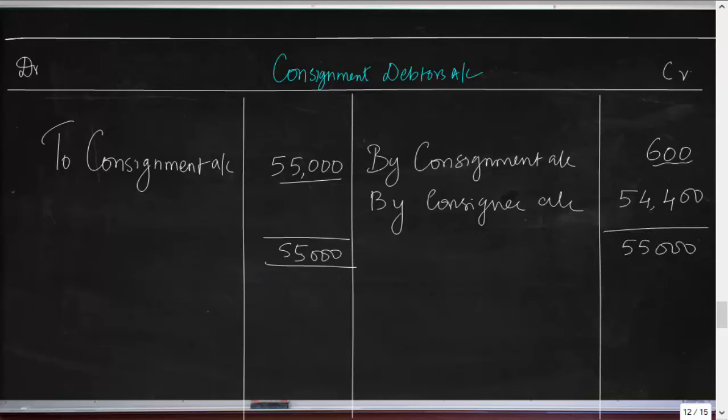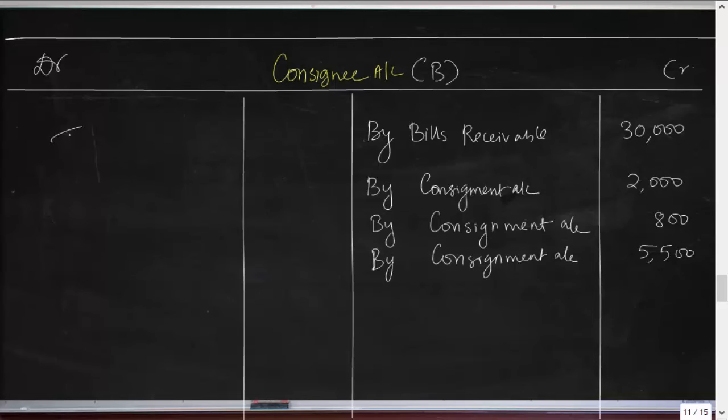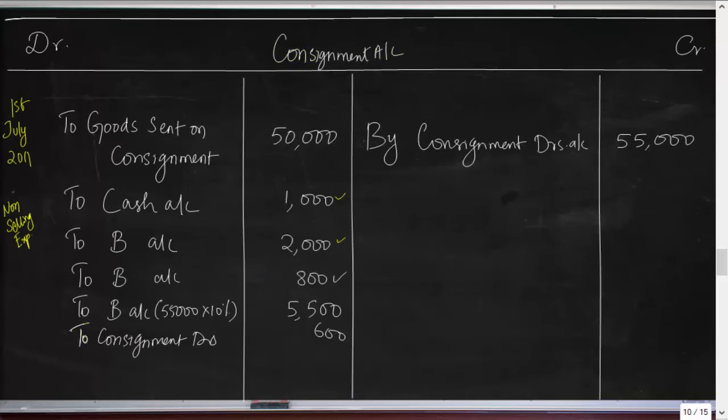It means now I should go to consignee account. On debit, I have to say to consignment debtors 54,400. So let me do that. To consignment debtors, it is 54,400. So now it's time for us to balance or close this account to know what will be the amount that will be sent to consigner, and it's also time for us to close this consignment account. So first let's try to close consignment account. Let's try to find out what is the profit or loss position.